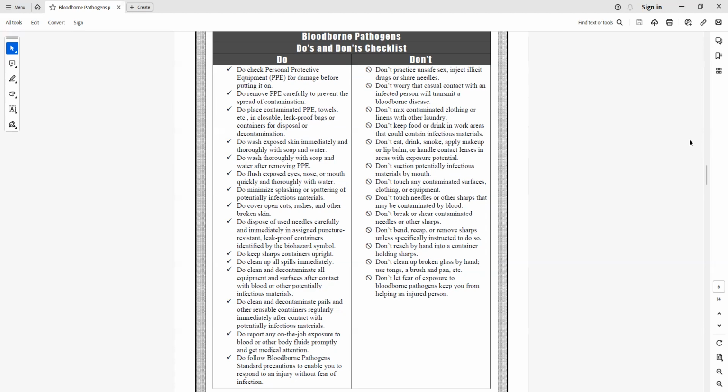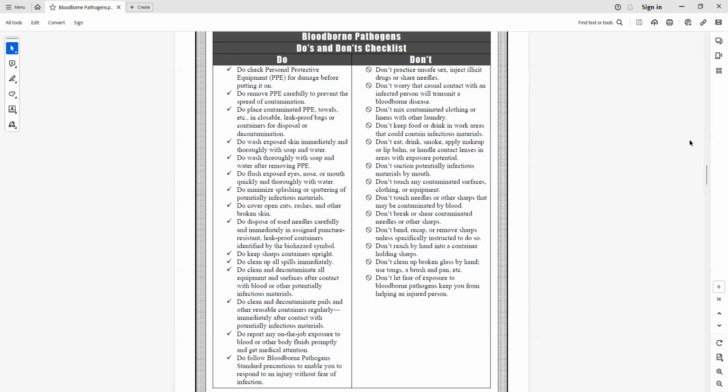Don't mix contaminated clothing or linens with other laundry. Don't keep food or drink in work areas that could contain infectious materials. Don't eat, drink, smoke, apply makeup or lip balm, or handle contact lenses in areas with exposure potential. Don't suction potentially infectious materials by mouth. Don't touch any contaminated surfaces, clothing, or equipment.